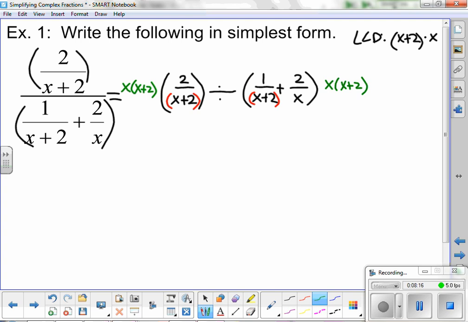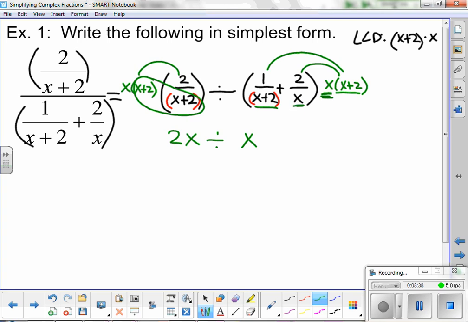All right, so when you multiply this times this, you will get the x plus 2's canceling out, and you'll end up with a 2x. Now when you multiply this and this, the x plus 2 parts will cancel, and you'll get 1 times x, which is just an x. When you multiply this times this, the x parts will cancel out, quote unquote cancel out. So plus 2 times x plus 2. Now keep in mind this entire thing is still your denominator. This whole thing is still your numerator.